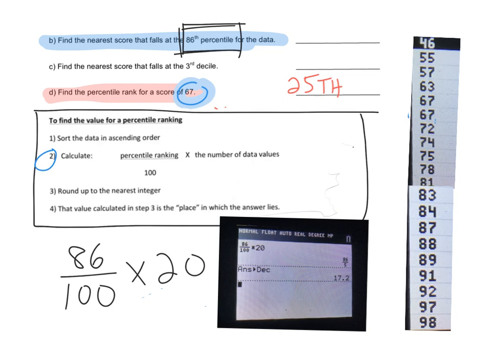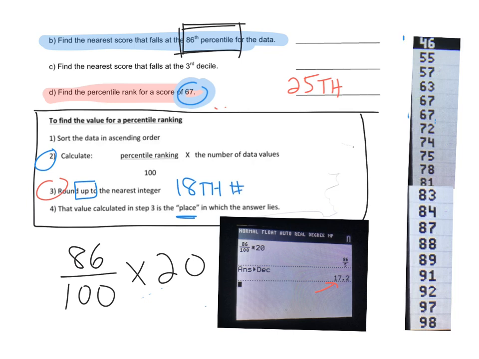Here, when we do that and we convert that to a decimal, we get 17.2. We're going to round up. Normally, 17.2 would round, if we're rounding to the nearest whole number, to 17. But here we're going to round up to 18. The value calculated in step 3 is the place in which the answer lies. So that means the 18th number in our list corresponds to the 86th percentile.